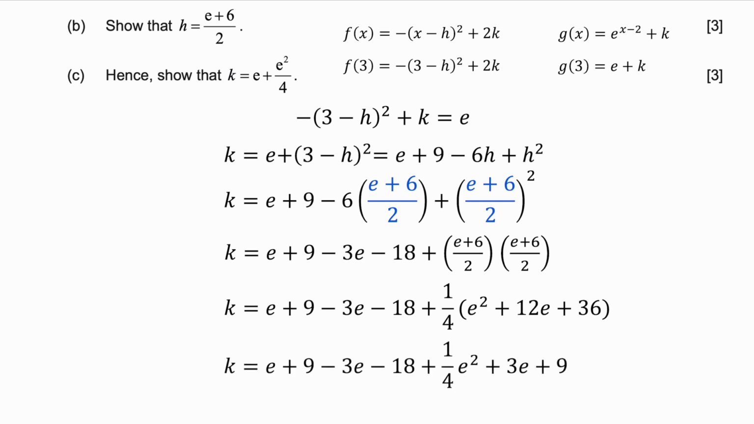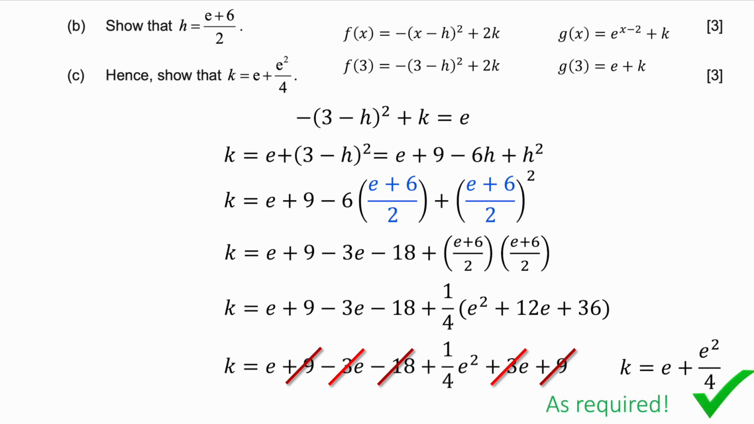Okay, we've got very close. Let's see if we can simplify this now. So we've got a minus 3e and a plus 3e, that will cancel. We've got a plus 9 and a plus 9, that's 18, and we've got minus 18, that will cancel as well. And so we've got some really nice cancellations straight away. And we're left with e plus a quarter of e squared, which is actually exactly what we wanted to show. And we managed to get to what we wanted it to be. K equals e plus e squared over 4. Done. So quite crazy algebra there.